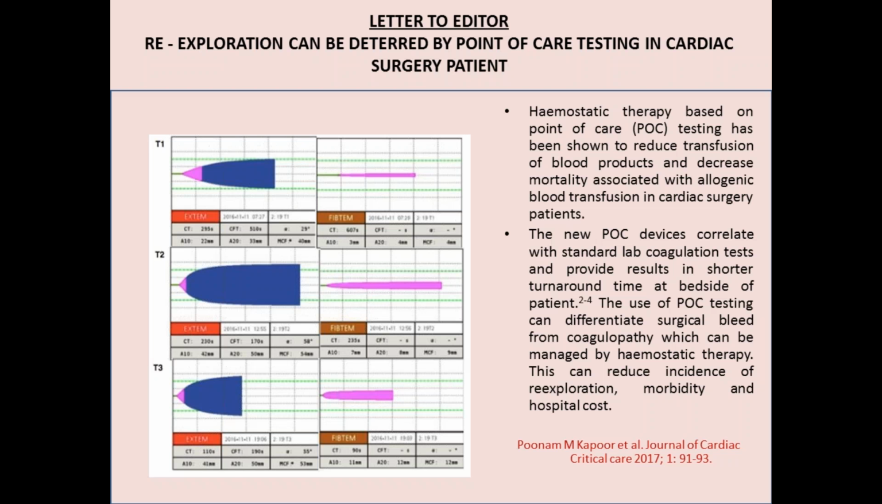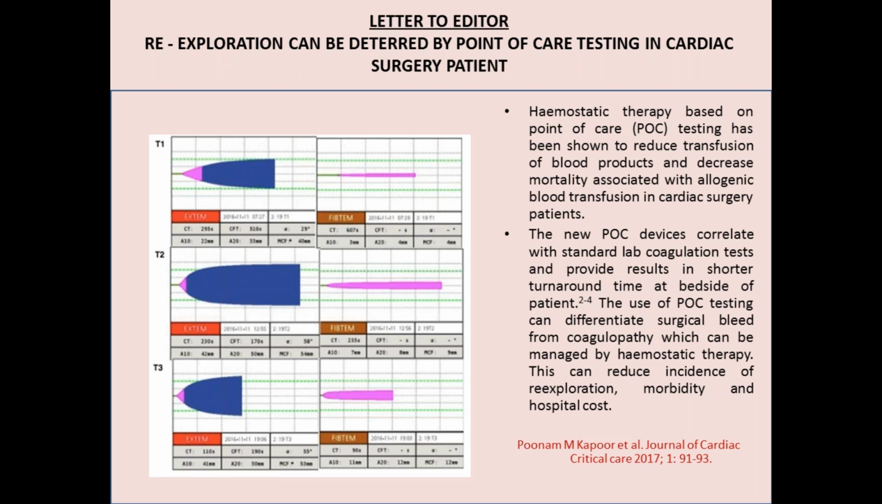We have taken FLEV with FibTem. Now here you can see this is the FibTem level. You can see this FibTem is low. You give 2 units of cryo, the FibTem improves. You give 4, it becomes even better. So this is how we use it in one of our patients. We correlated the FibTem with EXTEM, and this is where you can correlate fibrinogen at the common pathway and the extrinsic pathway of factor 10.